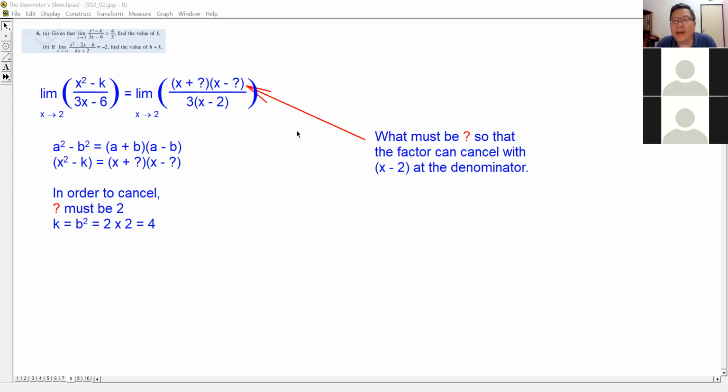Okay, can you hear me? Can hear or not? Okay, can you see the Geometer's Sketchpad on the screen? Can, teacher, can. Okay, right. So we're going to start.